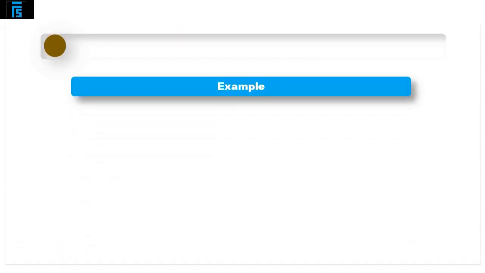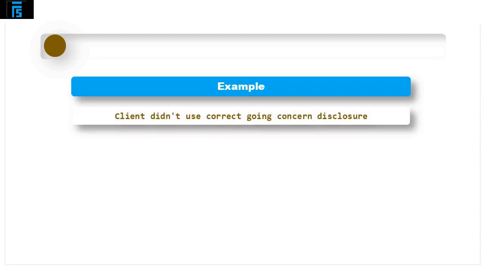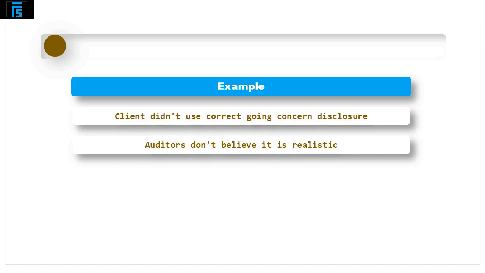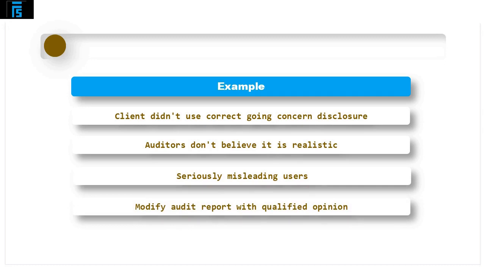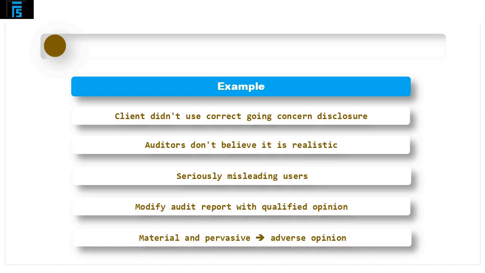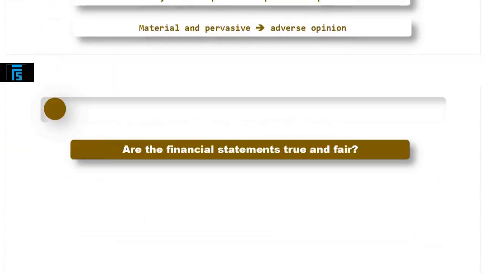An example would be if the client had not presented the financial statements using the correct going concern basis. If the directors had produced the accounts using the going concern basis on the assumption that they could continue in the foreseeable future, but the auditors did not believe this to be realistic, the accounts could be seriously misleading to the users. If not resolved, the auditors would disagree with the accounting treatment and so modify the audit report with a qualified opinion. The matter is material and pervasive, and so an adverse opinion would be included, stating the financial statements are not true and fair.